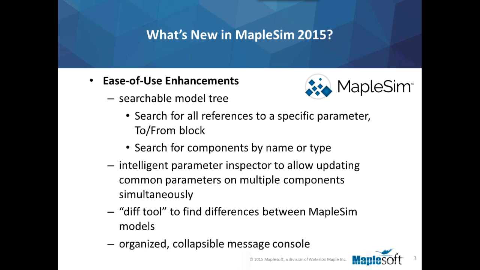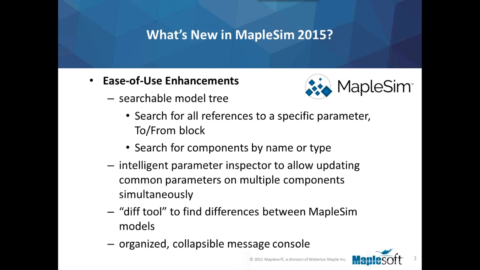We've also updated the parameter inspector. This is the piece of MapleSim that allows you to look at the parameters for a given component. If you select multiple components, it will now allow you to intelligently look through those parameters, and if there are any parameters in common, it will still show them in the parameter inspector, and you can batch update that for all the components. So if you want to make a change to a bunch of motors simultaneously, or change a gain on a controller, you can highlight them all and change the gain once, and it'll propagate to all of those components.